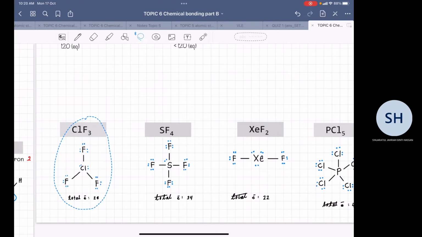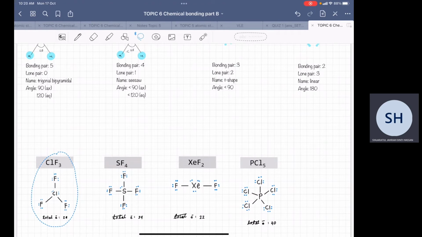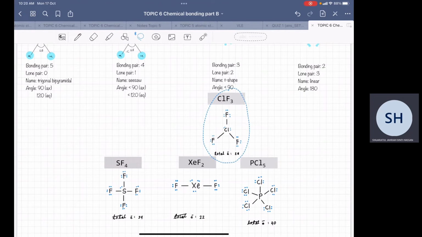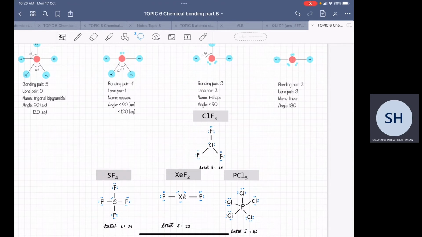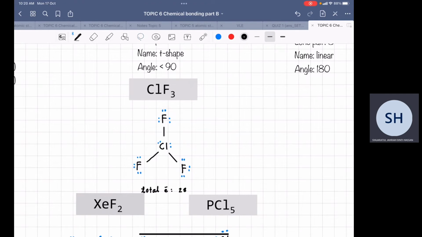So we have 3 bonding pairs and 2 lone pairs. The shape is T-shape. If it is T-shape, when you want to draw it, you need to draw it as a T-shape. You draw something like this: Cl, F, F, F. Less than 90. So that is how you draw your T-shape.